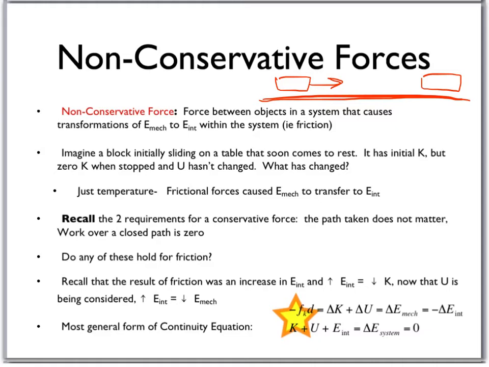Now remember that the two requirements of a conservative force is that the path taken does not matter, and the work over a closed path would be equal to 0. So basically we'd be saying when we have the block here going from point A to point B, would it matter how we got there if we took a straight line path versus a curvy path? If we had the block move in a closed circle, would there be 0 total work done?